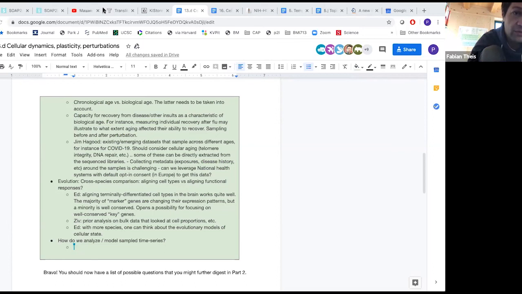Everything I know from cross species is just two species on single cell RNA-seq, and for the time series, it has been mostly people just throwing everything together and then later seeing where the time points lie. Right?